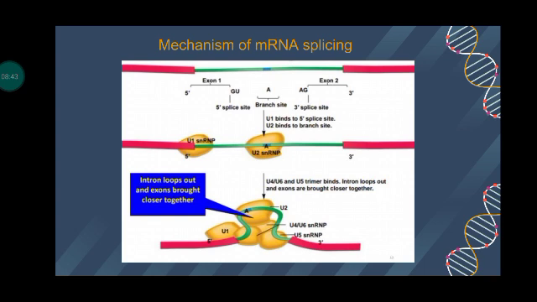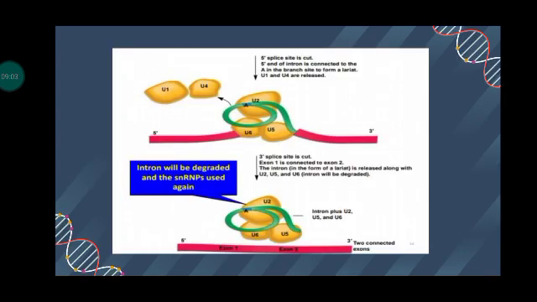To this complex, U5 will bind and it will become a trimer, and this will come and bind to the intron or branch site. So when all these things are bound to the intron, this intron will loop out and the exons are brought close together. After this, the 5' splice site is cut.